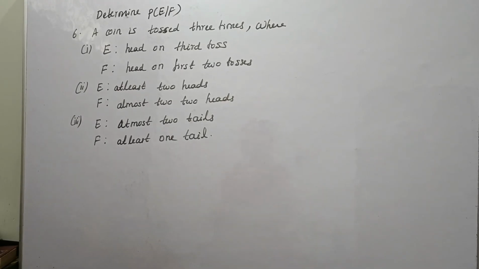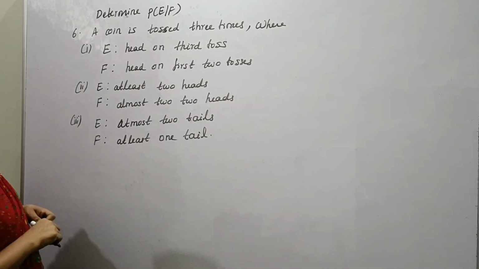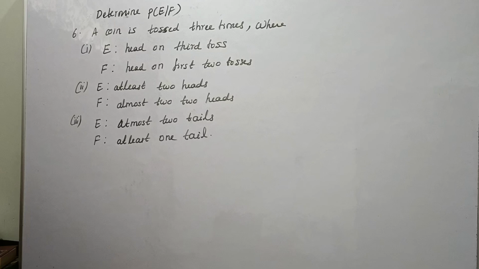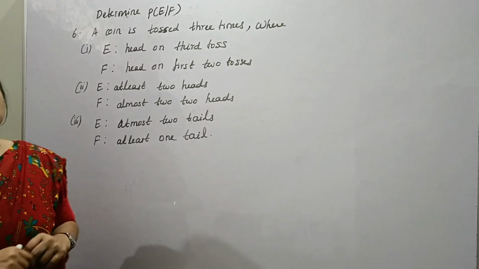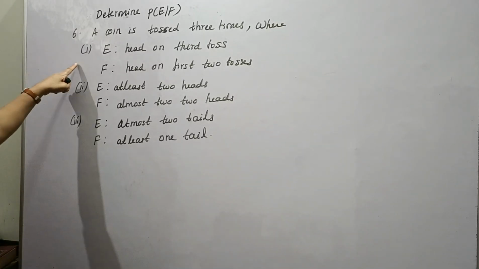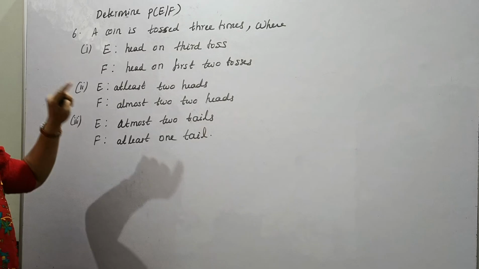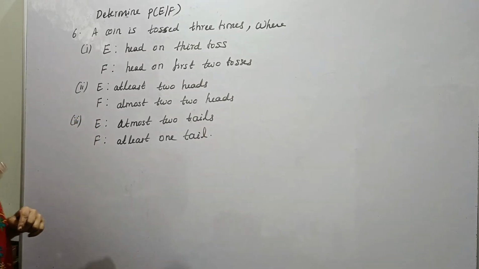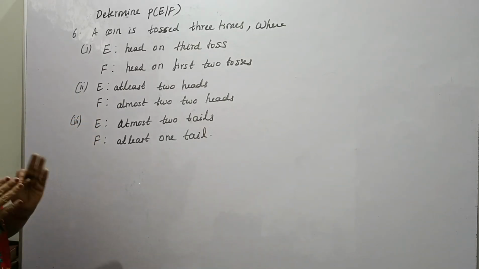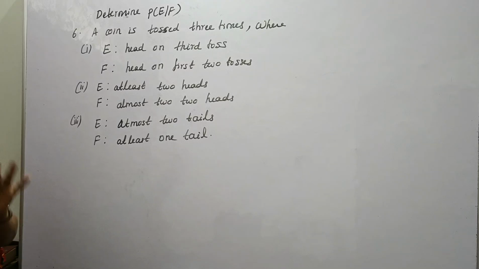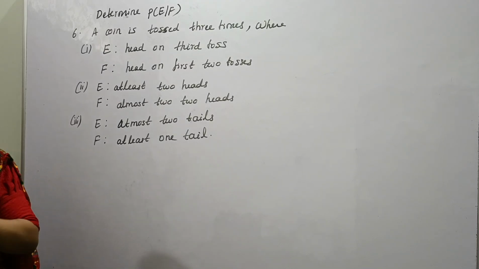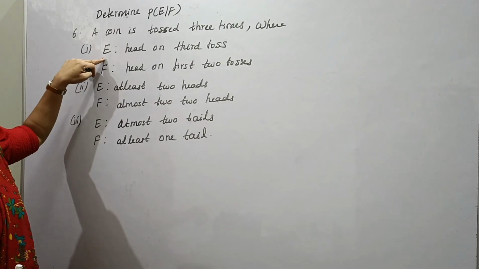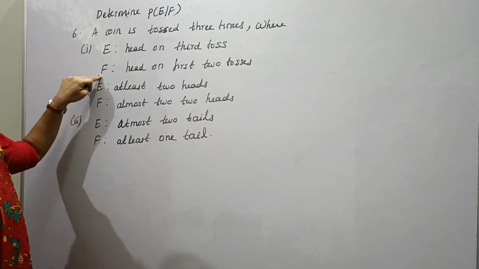Look at the next question. Determine probability of E given F. A coin is tossed 3 times, where E is the event head on third toss, and F is the event head on first 2 tosses. Okay, so here we have to find the conditional probability of the event E given that F has occurred.